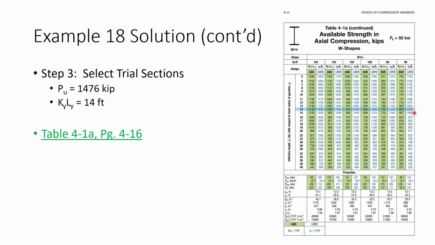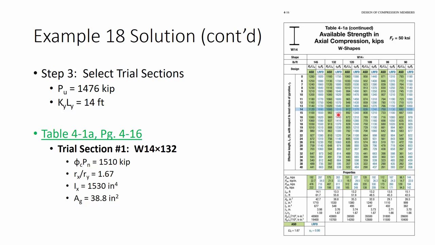For instance, the W14 by 90 wouldn't work because it can only hold up 1030, whereas the load is 1476. The W14 by 99 wouldn't work. The W14 by 109, the 120 wouldn't work, but the 132 would, because it has a capacity of 1,510 kips. So we'll say that our first trial section is going to be a W14 by 132, and the reason I'm picking it is because it has a capacity of 1,510 kips.